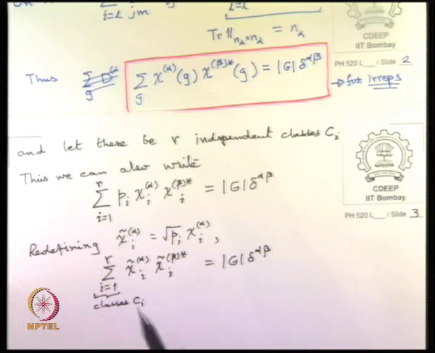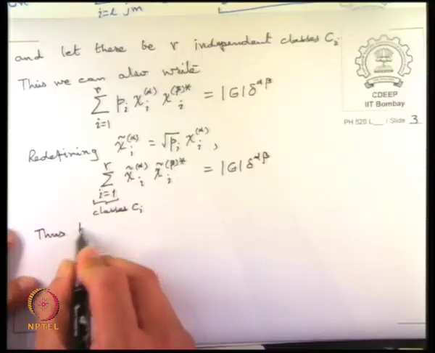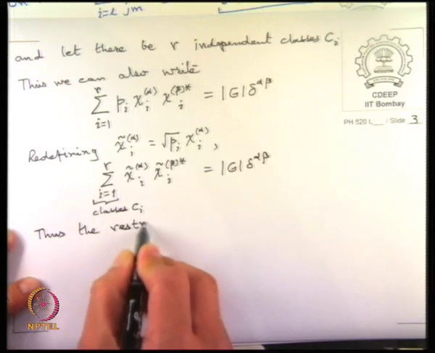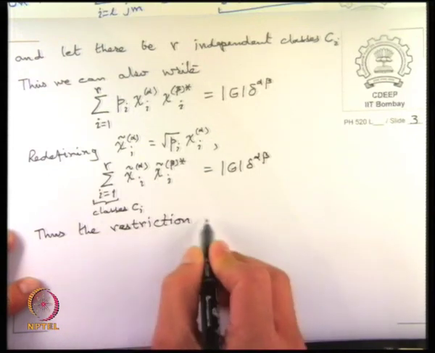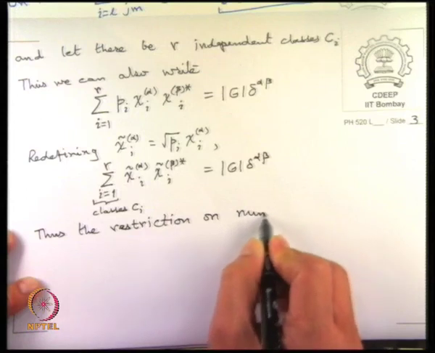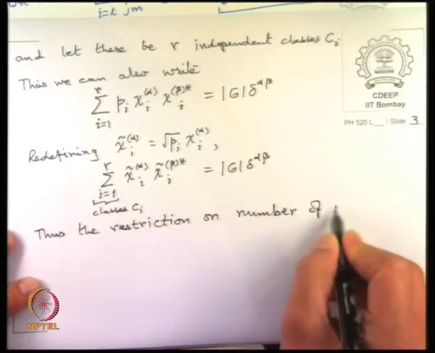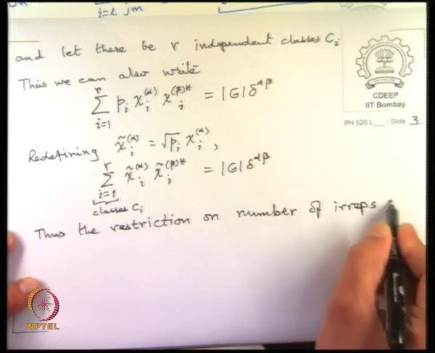So in fact the total number of irreps will be restricted by how many classes there are. You can't have an indefinitely large number because you cannot produce so many independent orthogonal vectors. You are living in a dimensionality that is only R, you can't produce more than R orthogonal vectors. So thus the restriction on the number of irreps is stronger.